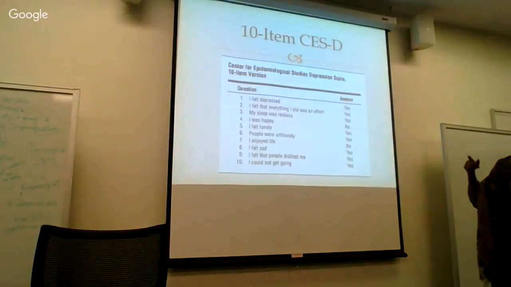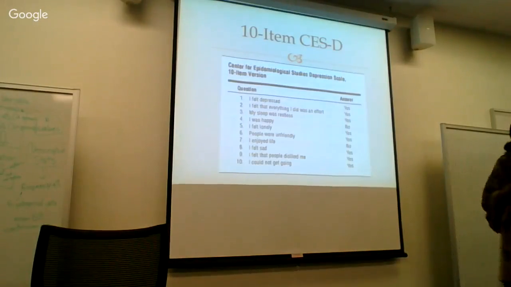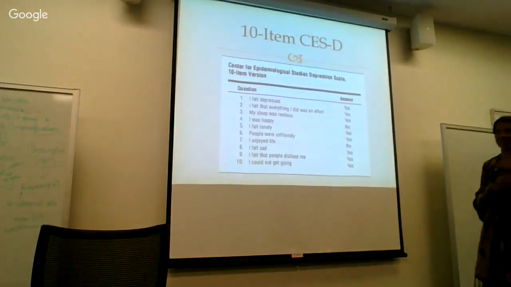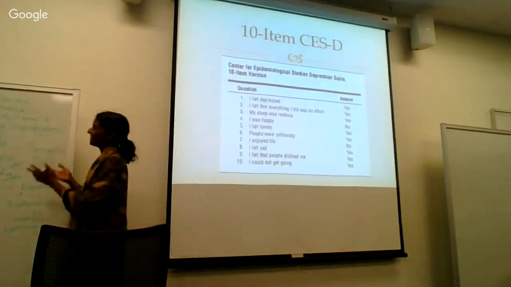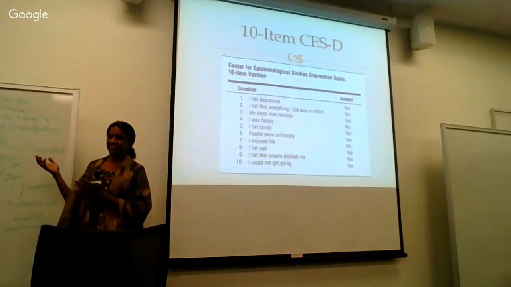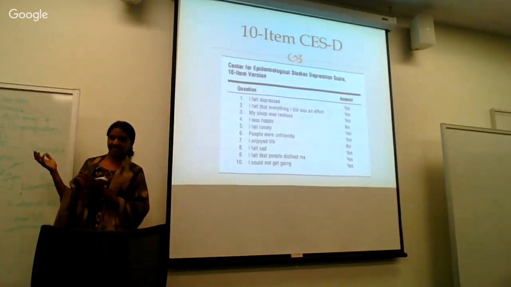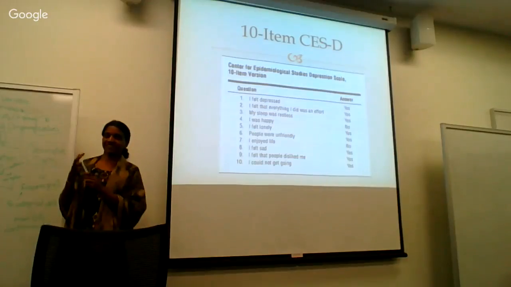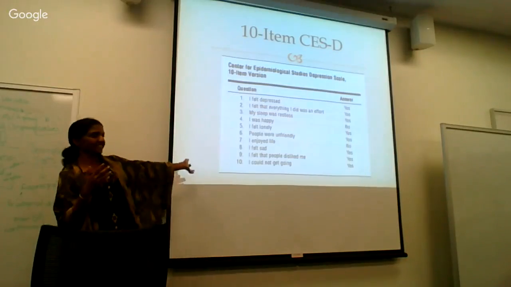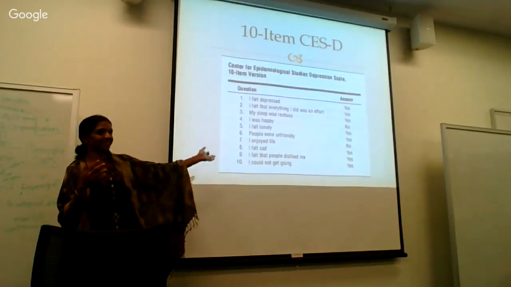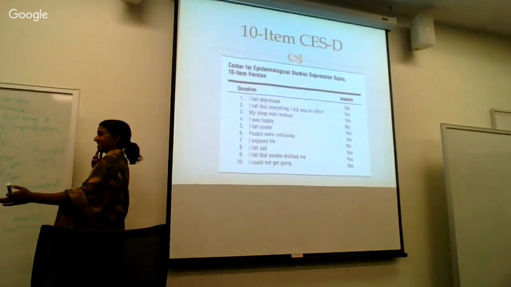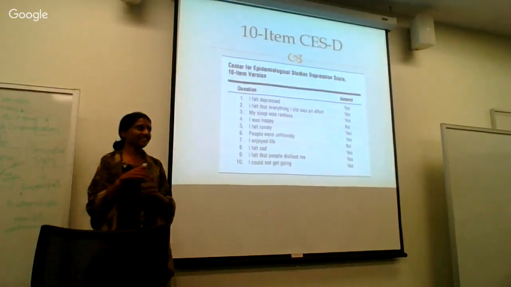What kind of inferential test would I use? My independent variable, what level? I've got two groups of people, and the dependent variable is continuous because I can add up the scores to get a total score. So I can run a t-test.